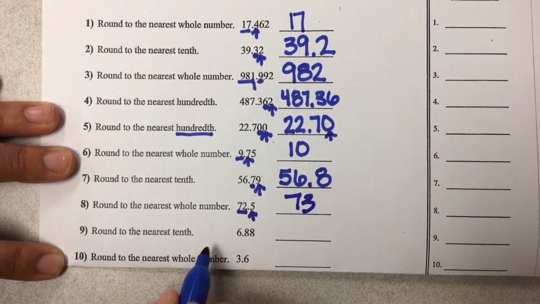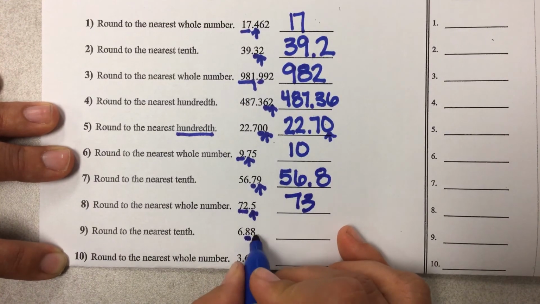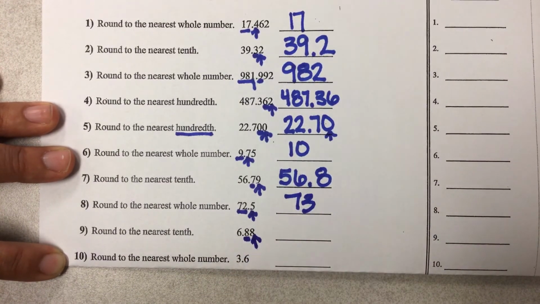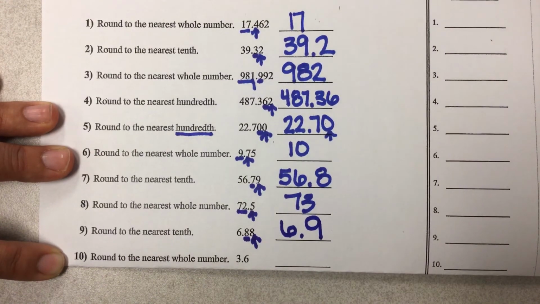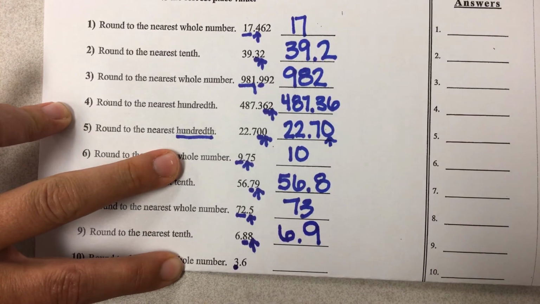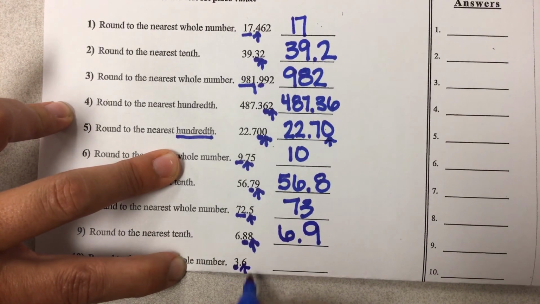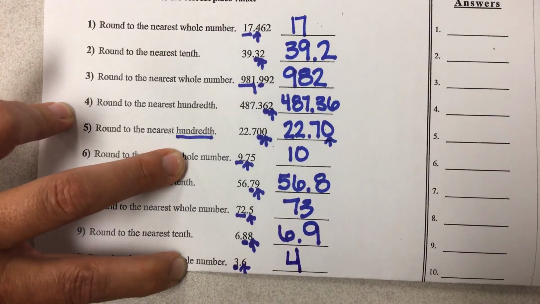Round to the nearest tenth. This 8 is in the tenths column. The 8 in the hundredths column is going to tell me to round up, so my answer is going to be 6 and 9/10. Finally, we have round to the nearest whole number. So 3 is that whole number. That 6 is going to tell me to round it up, and that's going to be the number 4.